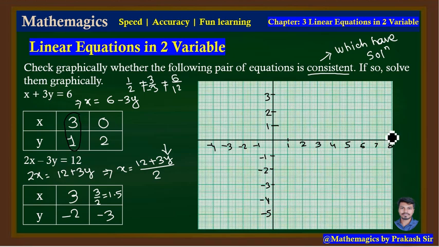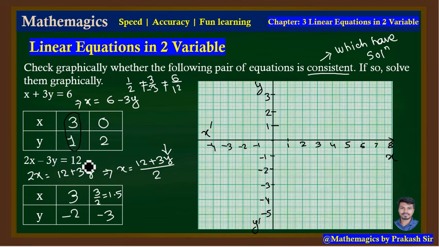This is the positive x-axis, this is the positive y-axis, this is the x dash axis, which means it is the negative x-axis, and this is the y dash axis, which means it is the negative y-axis, and this is the origin whose coordinate is 0 comma 0.